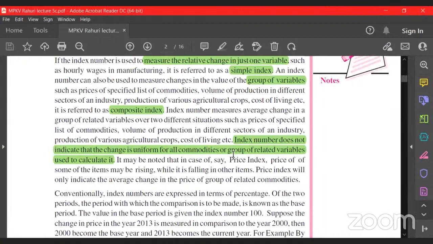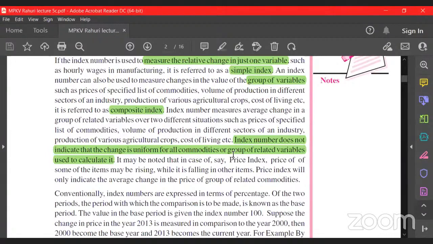We can't compare today's 1 rupee with that day's 1 rupee. Today's 1 rupee, we don't get a chocolate. That day 1 rupee, we used to get everything. But how to compare this 1 rupee? We convert them into the index and then we compare. Then we see that that day's 1 rupee is equal to today's 150 or 200 rupees. I'm just giving a random example.